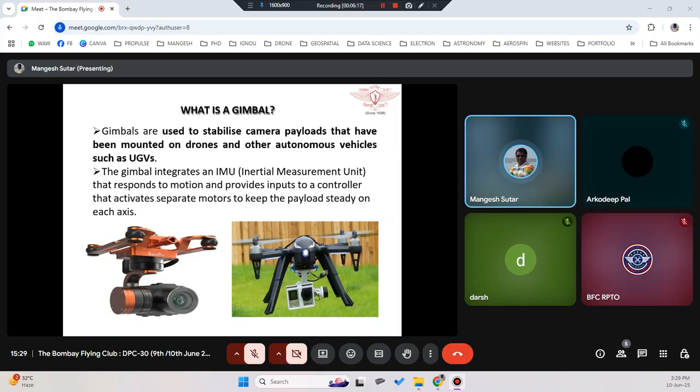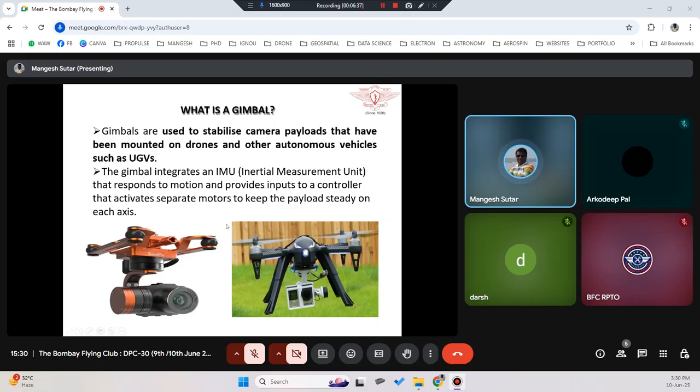Plus it will have 2-axis or 3-axis movement. So your camera can move in 3 directions. Depending upon what gimbal you are using, 2-axis or 3-axis, your camera can move up, down, left, right, or it can go in all 3-axis directions.